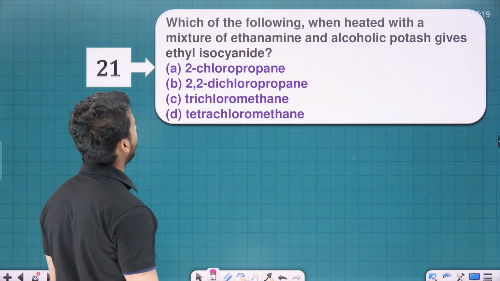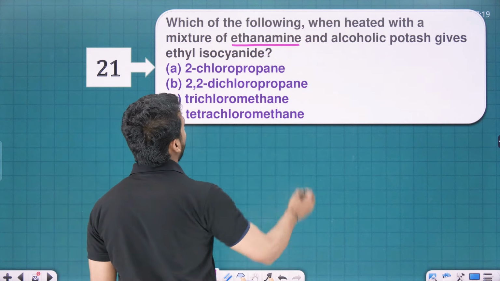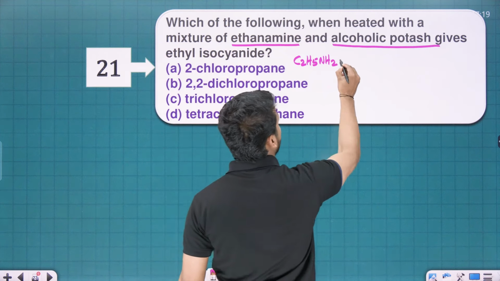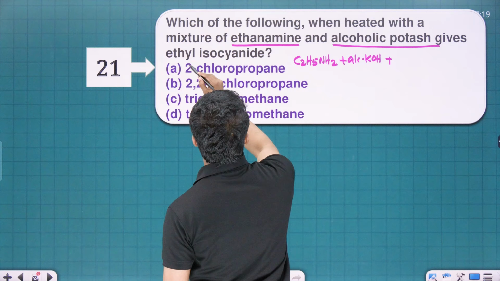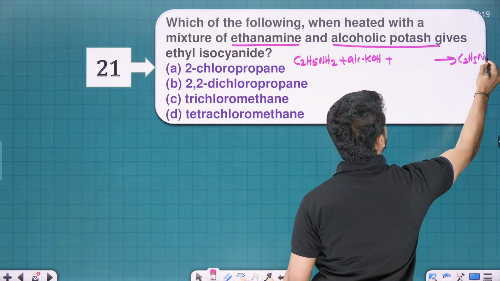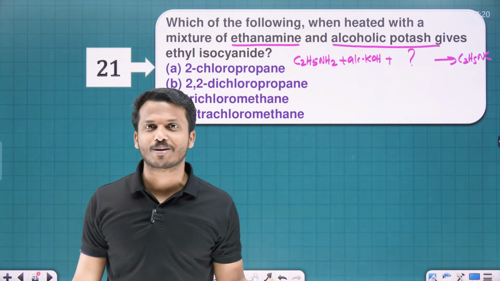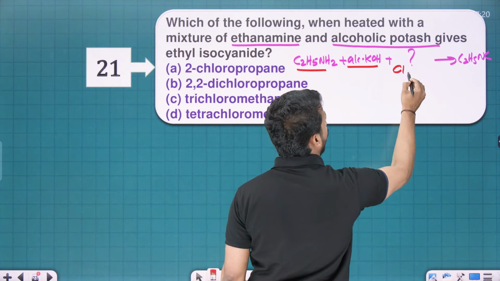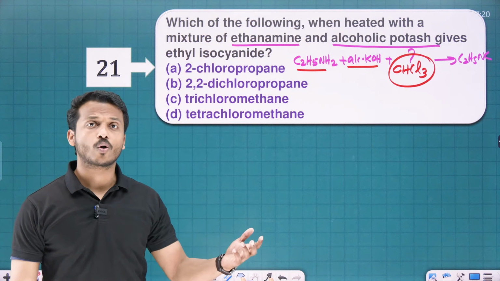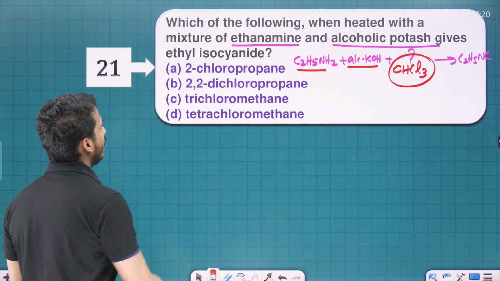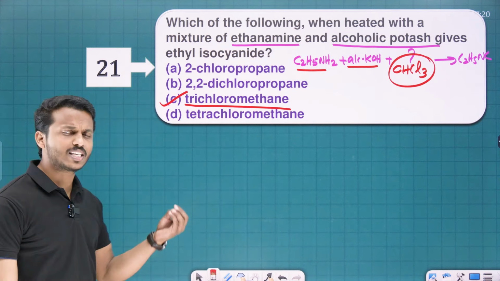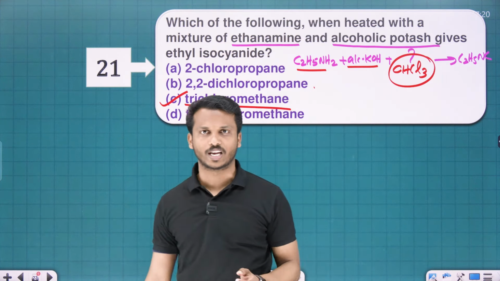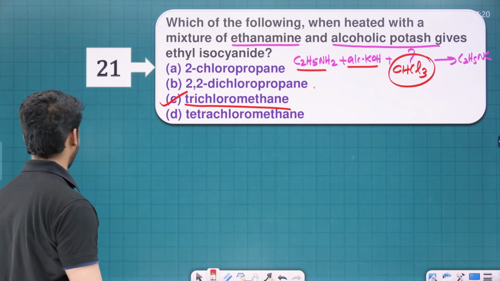Now, which of the following when heated with ethanamine and alcoholic potash gives ethyl isocyanate? Ethanamine is C2H5NH2. Potash means potassium hydroxide. If you want to get isocyanate, what is the reaction? The carbylamine reaction. In the carbylamine reaction, the amine reacts with alcoholic KOH and chloroform, CHCl3. The IUPAC name of chloroform is trichloromethane, option C. It's the same reaction asked in a different mode: whenever an amine reacts with alcoholic KOH and chloroform, we get isocyanate. So the missing one is chloroform, which is trichloromethane.